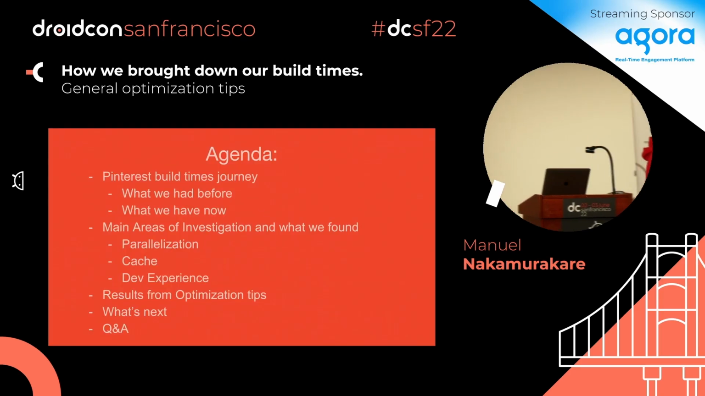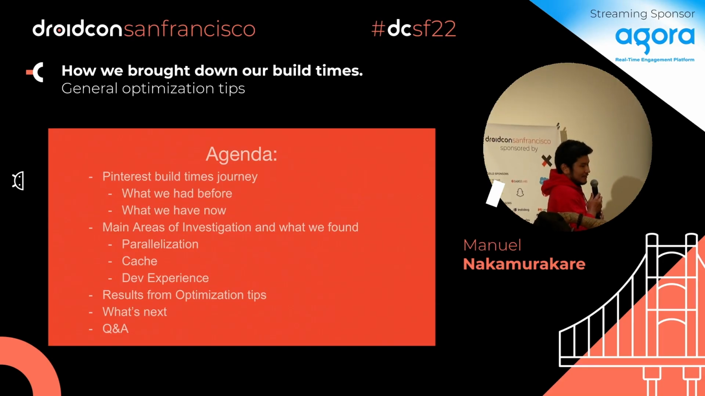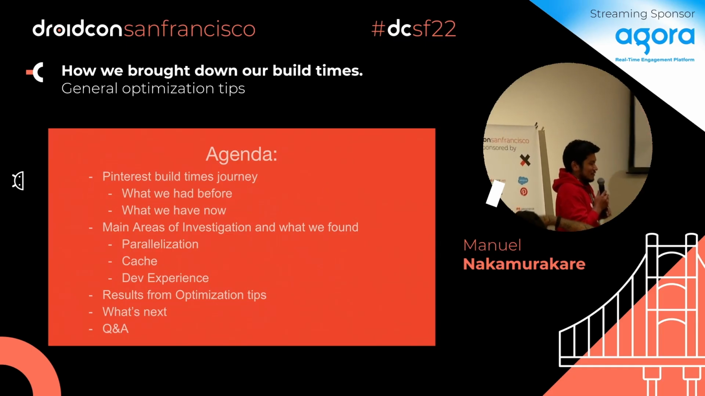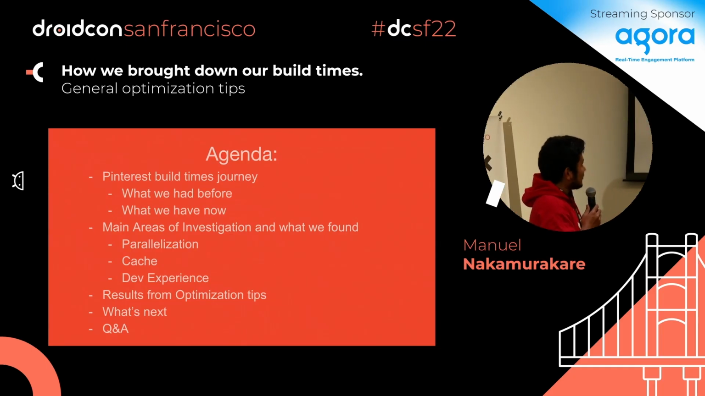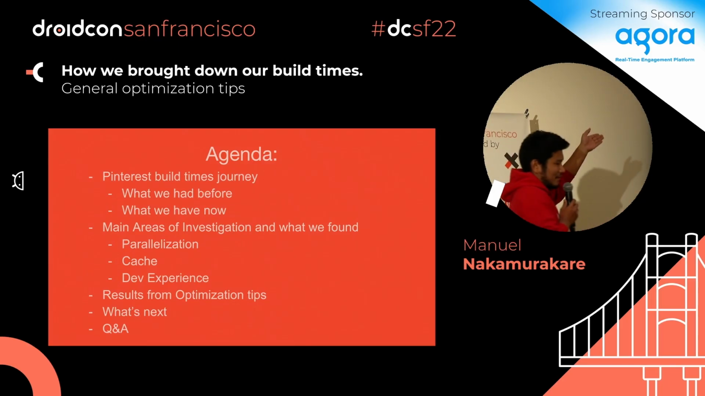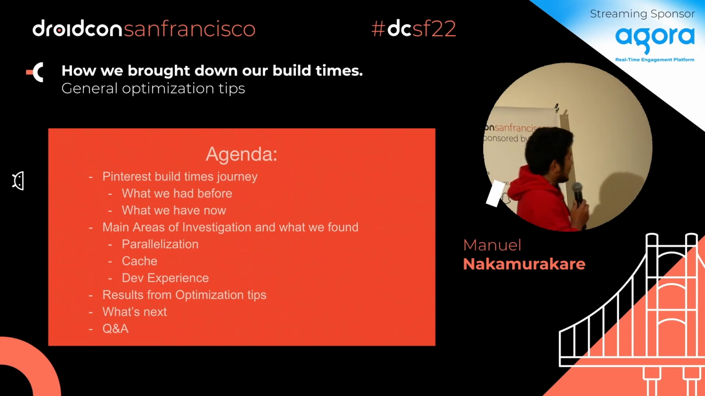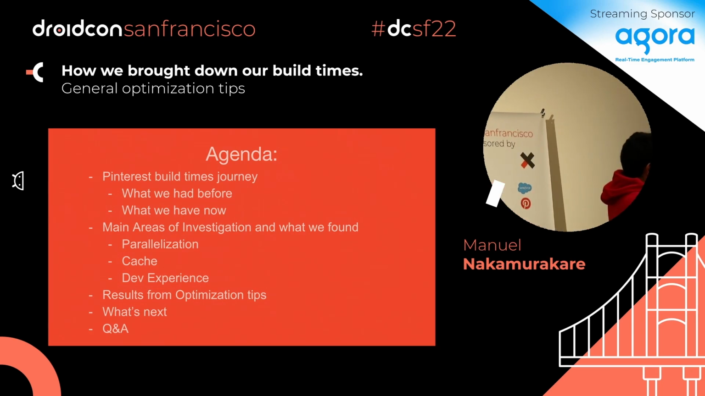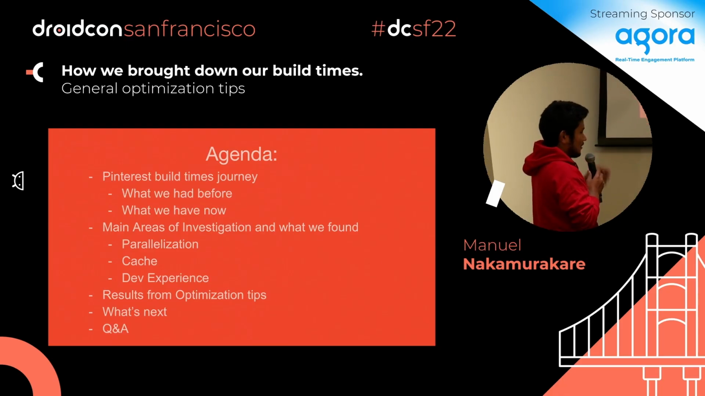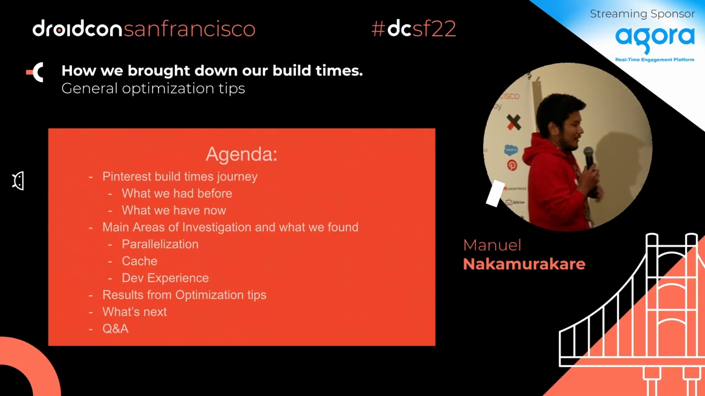All right, so this is the agenda that I had for today's talk. I want to begin by sharing what kind of build times we had before we started looking at some optimizations, what we have now, and some of the main areas of investigation that we found. We classify these in three: parallelization, cache, and dev experience. And then I'm going to share the results from the optimization tips that I will talk about today. And finally, what's next, and a Q&A at the end.